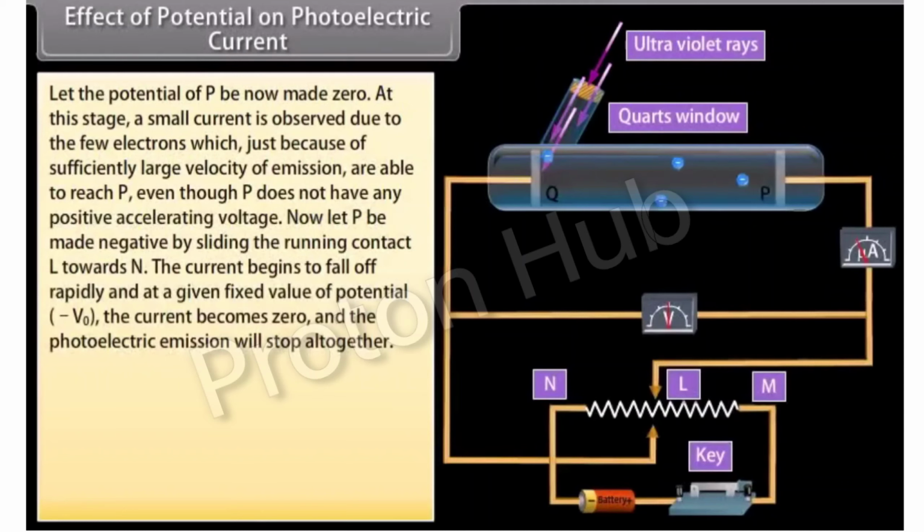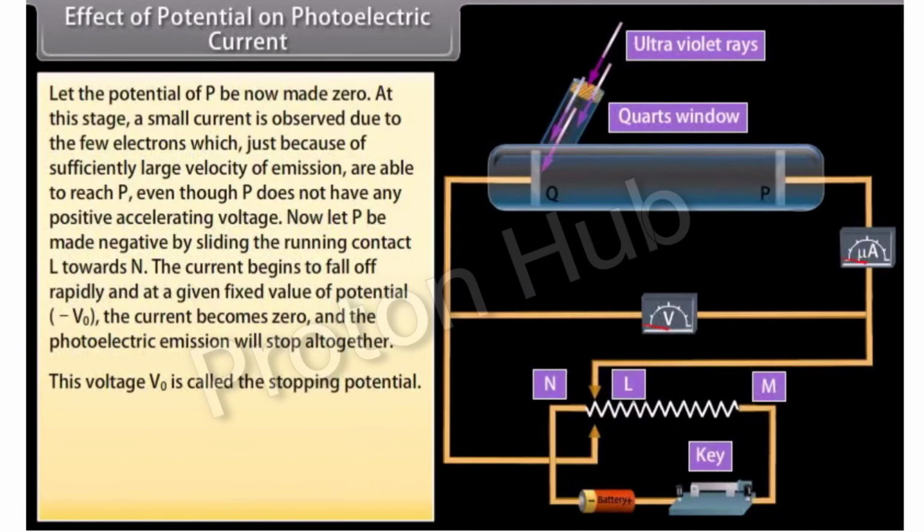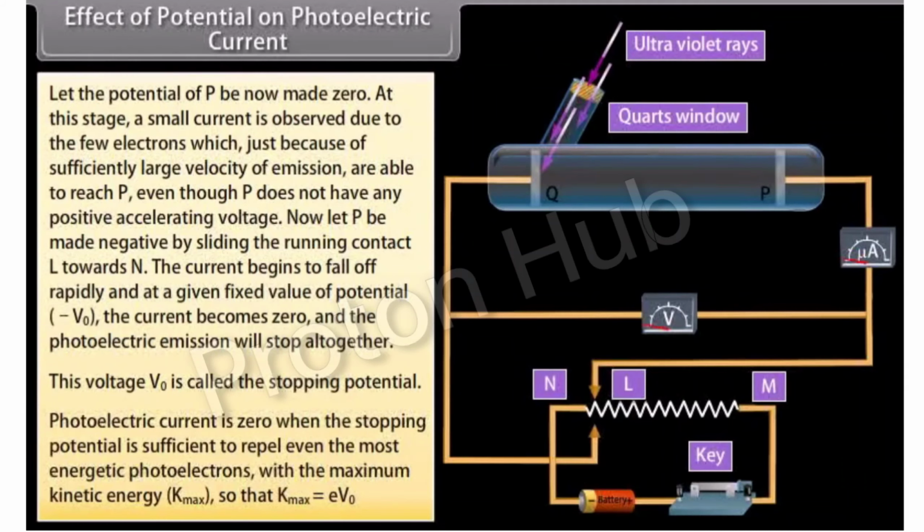Let the potential of P be now made zero. At this stage, a small current is observed due to the few electrons which, just because of sufficiently large velocity of emission, are able to reach P, even though P does not have any positive accelerating voltage. Now let P be made negative by sliding the running contact L towards M. The current begins to fall off rapidly, and at a given fixed value of potential, minus V0, the current becomes zero, and the photoelectric emission will stop altogether. This voltage, V0, is called the stopping potential. Photocurrent is zero when the stopping potential is sufficient to repel even the most energetic photoelectrons with the maximum kinetic energy, Kmax, so that Kmax is equal to eV0.